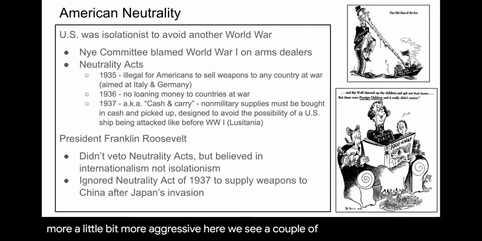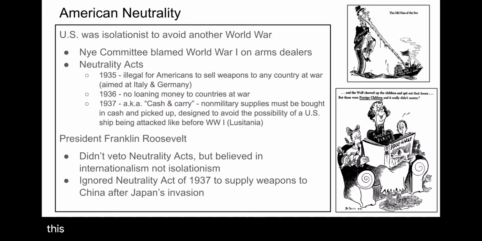We see a couple of cartoons here. We see this person reading a bedtime story to kids, and they look kind of scared. And this is Dr.